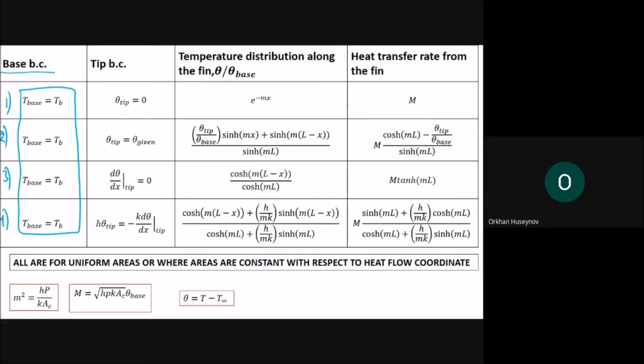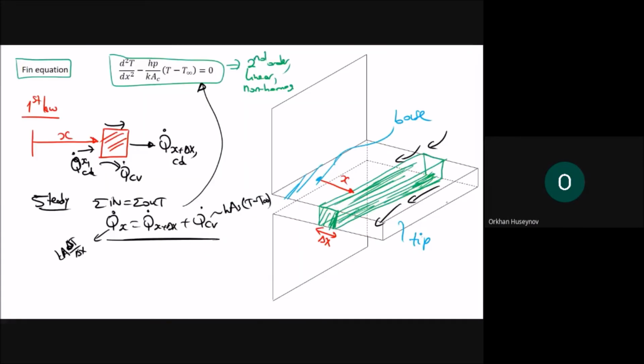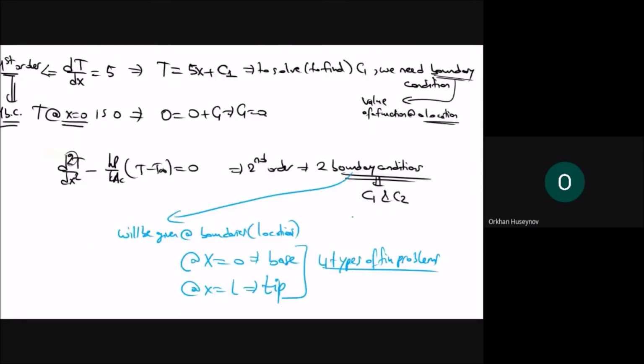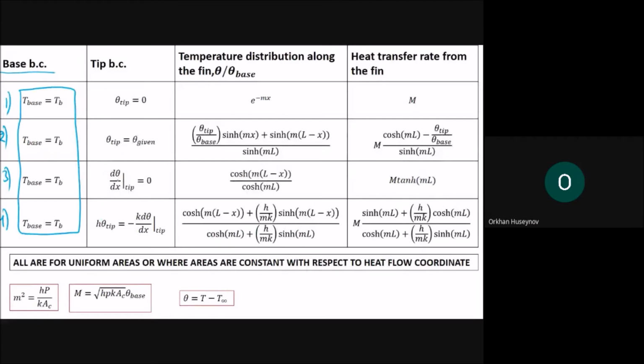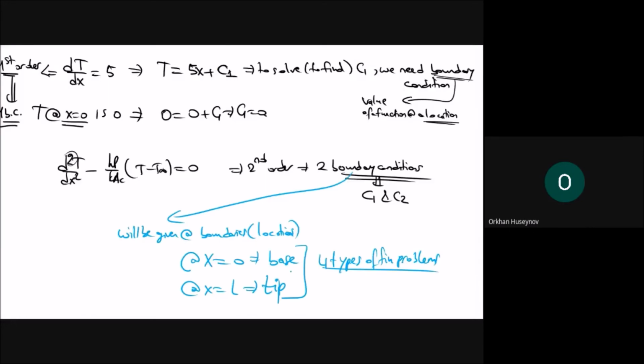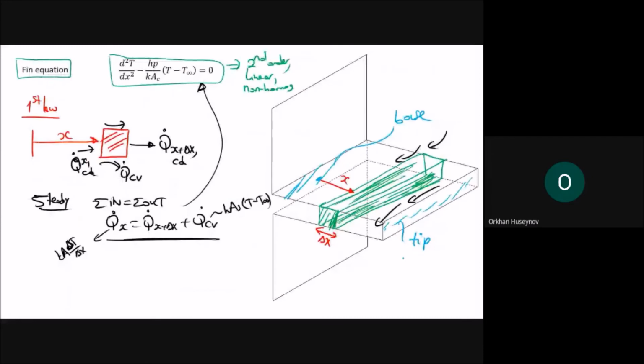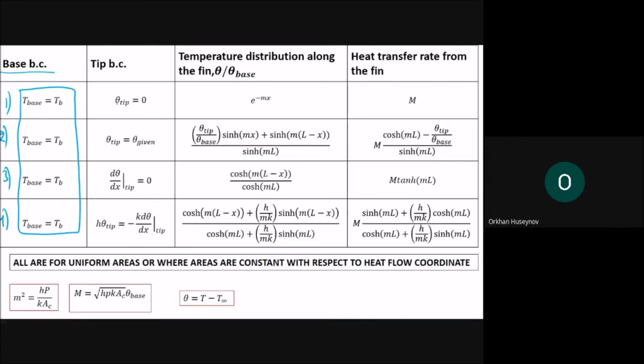Now the boundary condition at the tip may have different conditions here. Here we have shown the theta, and theta means the temperature minus T infinity. So theta tip means the temperature at the tip minus the temperature of the infinity. The first one is that theta tip is 0, or in other words, the temperature of the tip is equal to T infinity. This is the first case.